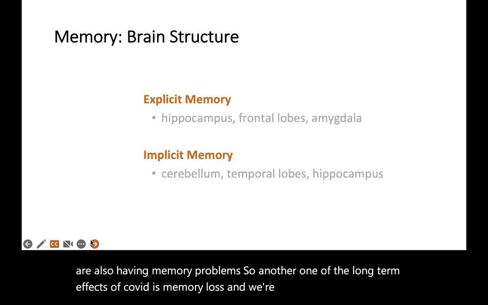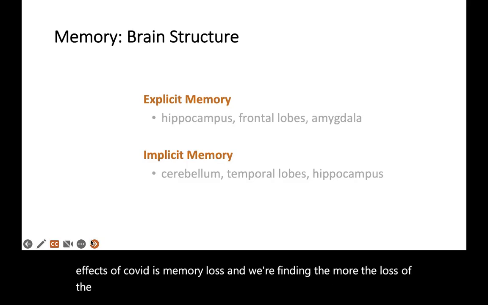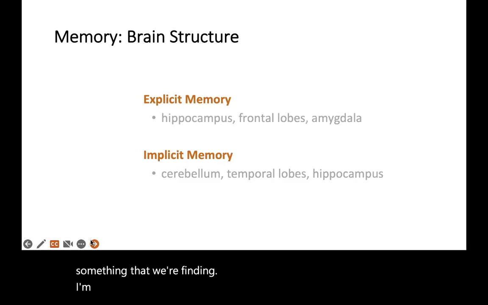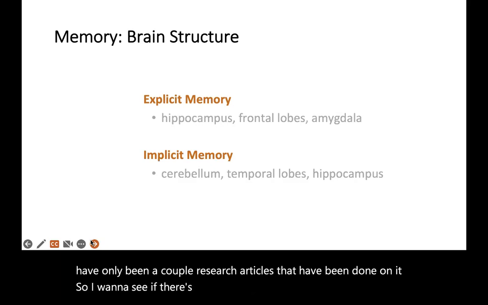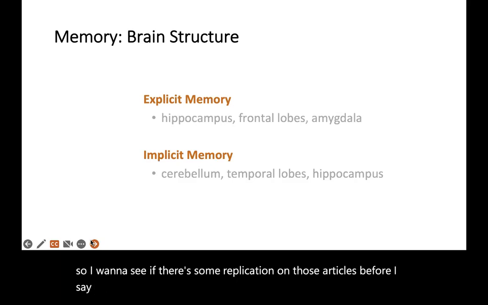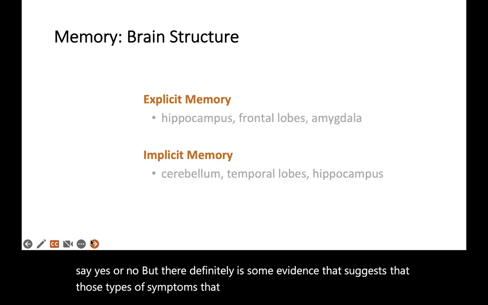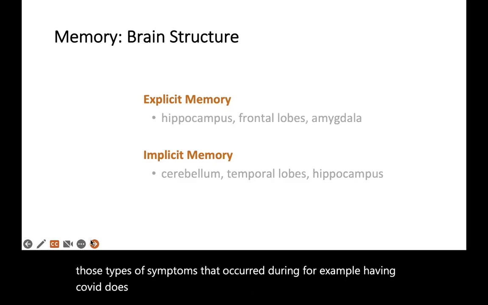And we're finding the more the loss of the ability to smell, the more memory loss that we see. So yeah, that is something that we're finding. I'm going to withhold a little bit of judgment on that because there's only been a couple research articles done on it. So I want to see if there's some replication on those articles before I say yes or no. But there definitely is some evidence that suggests that those types of symptoms that occurred during, for example, having COVID does affect the memory. Does that answer your question, kind of?